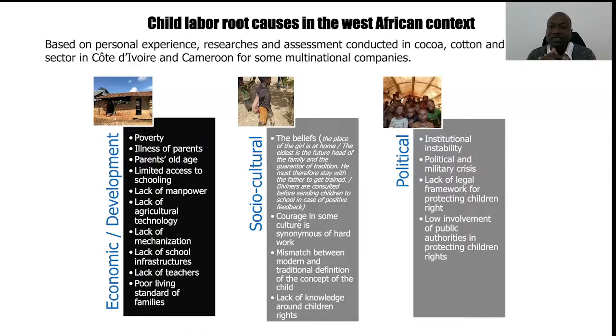So coming to the political root causes, we have some institutional instability, some political and military crises that countries are facing, some lack of legal framework for protecting children's rights, but also the low involvement of public authorities sometimes in protecting children's rights. So these are some of the factors that we can identify as root causes for child labor. And I think that during the discussion that will follow, we could go deeper on it. Thank you so much, Kevin.